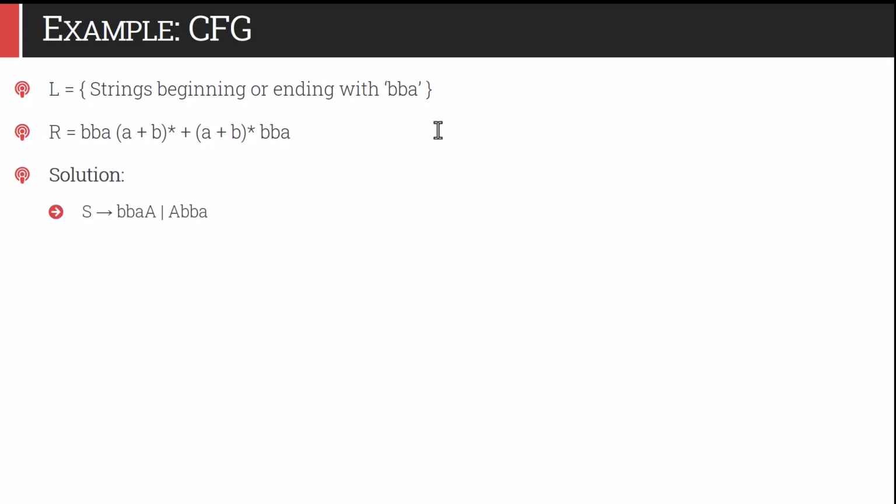The production for that would be S gives triple B capital A or capital A triple BA. Because this triple BA is a constant, it is not generating, so we do not replace it by a capital letter. Only the generating part we will replace by capital letters. And using that capital letter A, we will produce A plus B whole star.